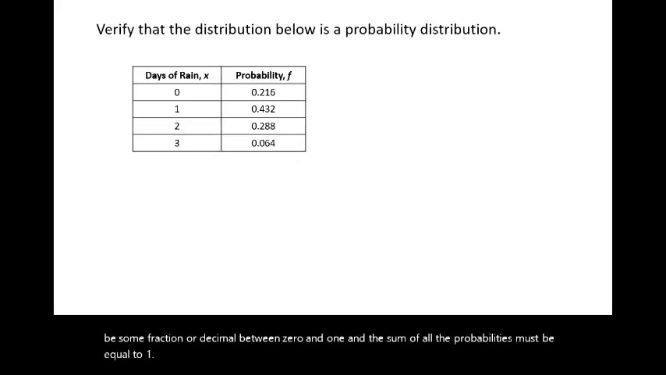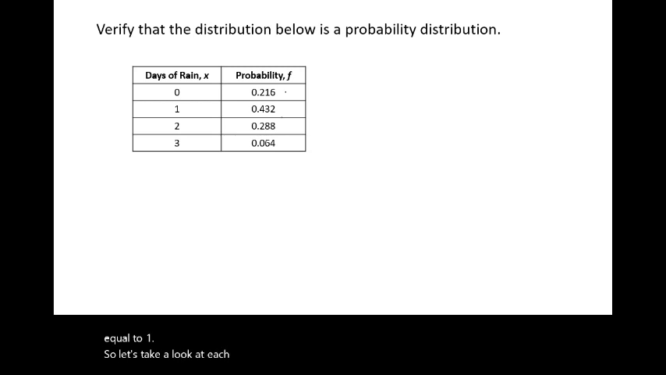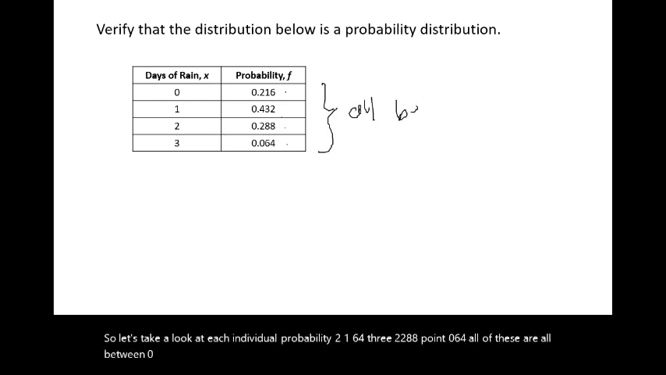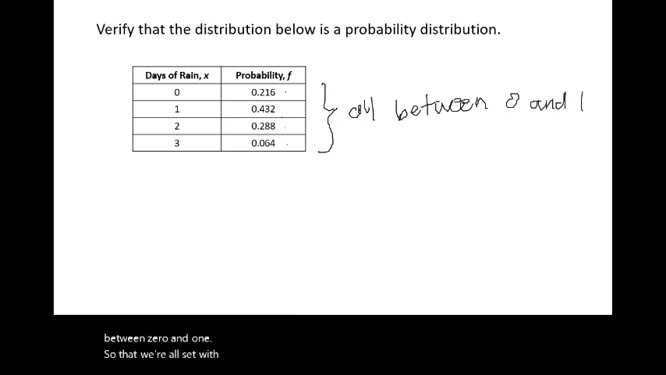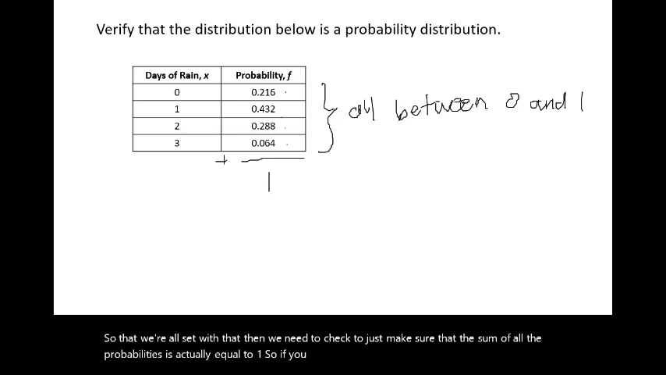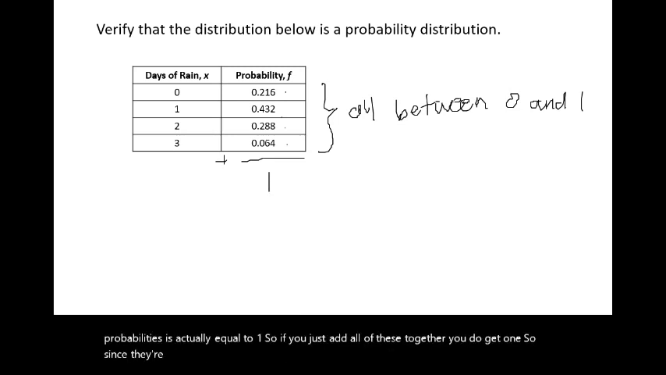So let's take a look at each individual probability, 0.216, 0.432, 0.288, 0.064. All of these are between 0 and 1. So we're all set with that. Then we need to check to just make sure that the sum of all the probabilities is actually equal to 1. So if you just add all of these together, you do get 1. So since they're all between 0 and 1 and they all add up to 1, yes, this is a discrete probability distribution.